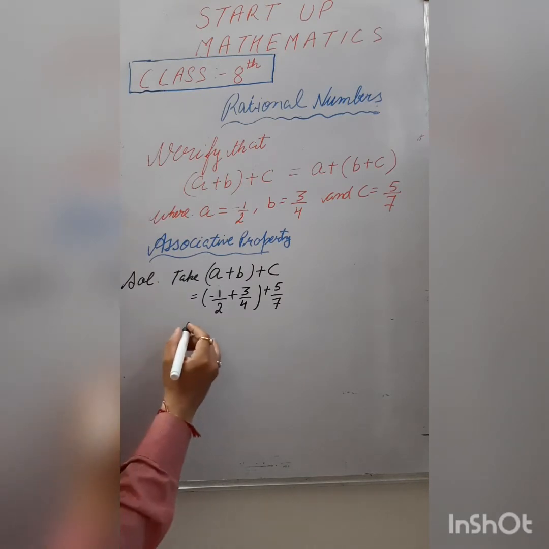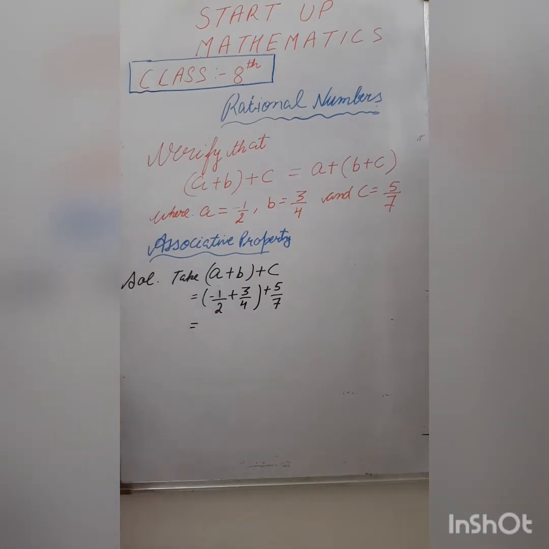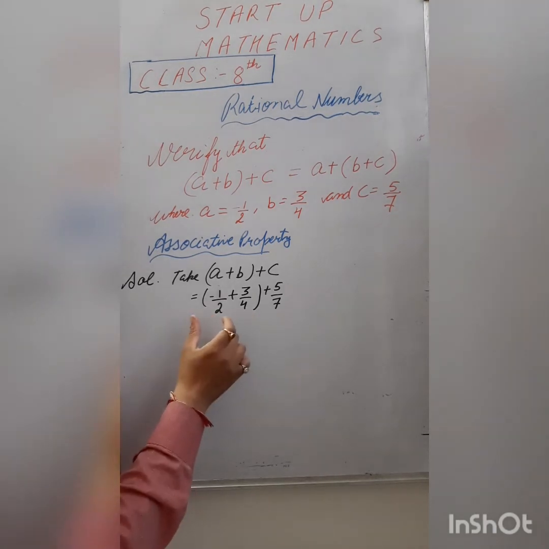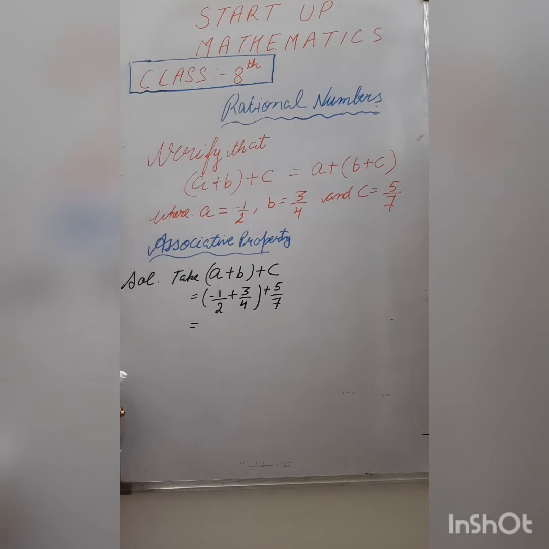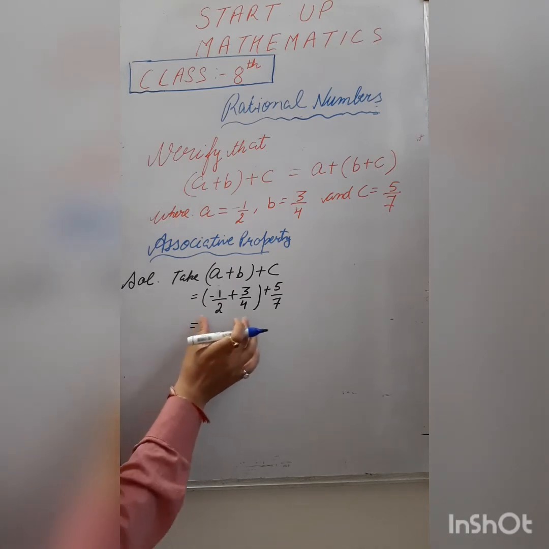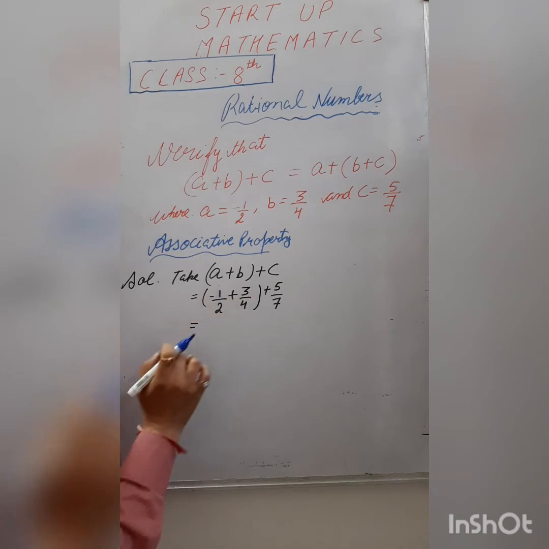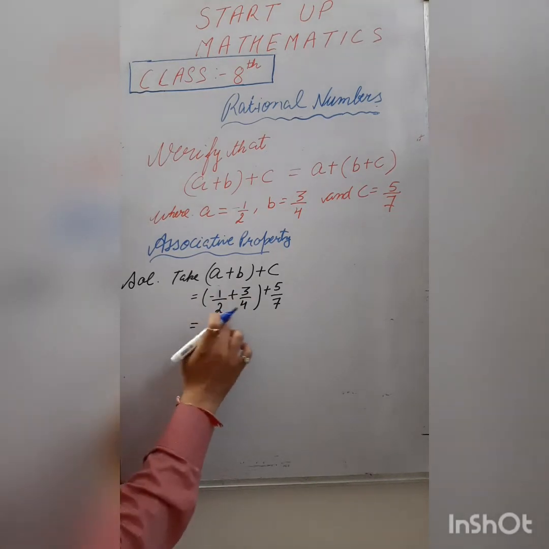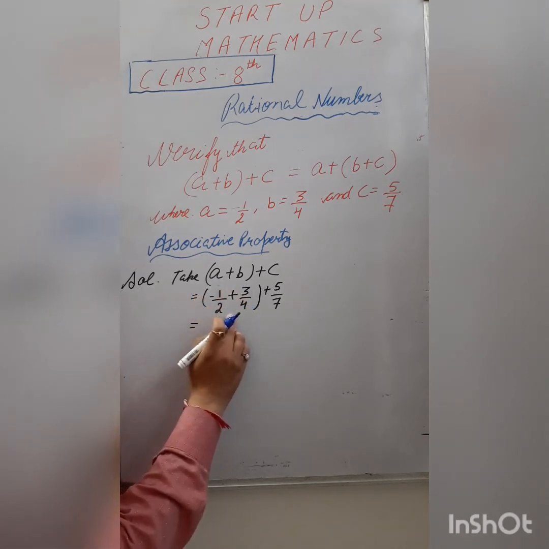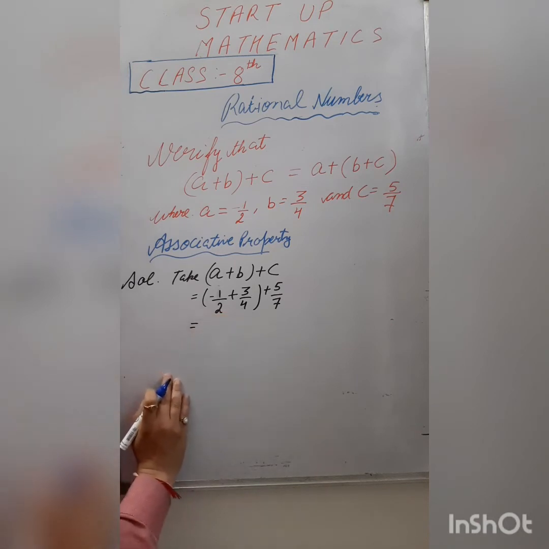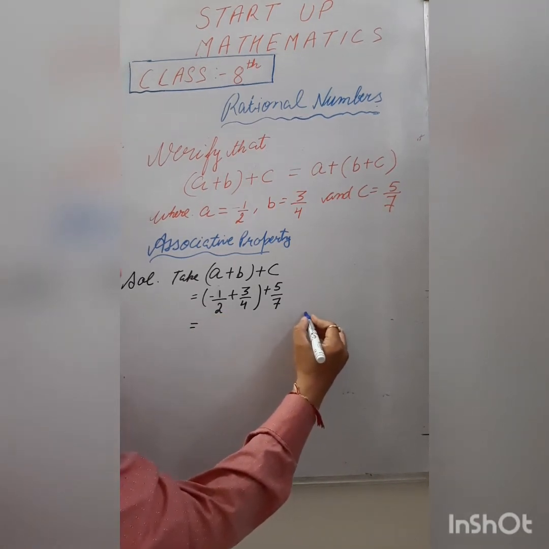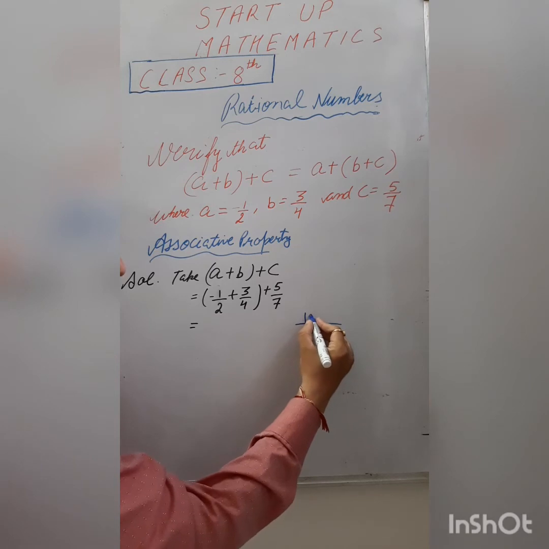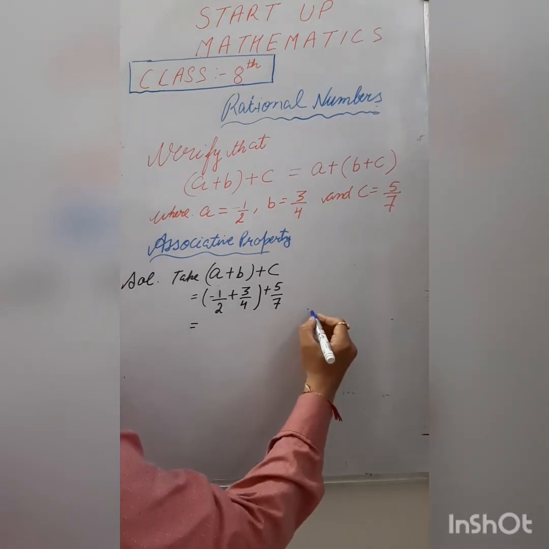Just put the given values of A, B, C in the expression. This is the first order. According to BODMAS, firstly we will solve the bracket. Here you will see two rational numbers in the bracket. So firstly we have to take the LCM of the denominators of the two rational numbers in the bracket. What is the LCM of 2 and 4?